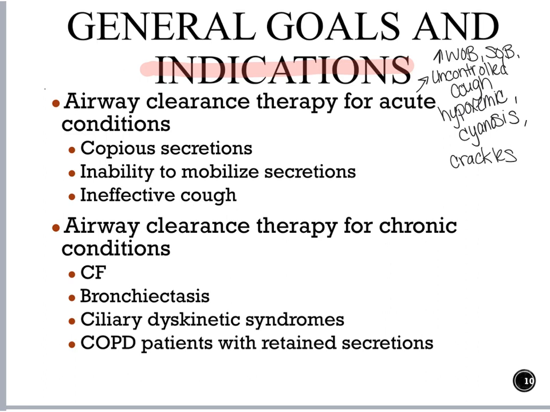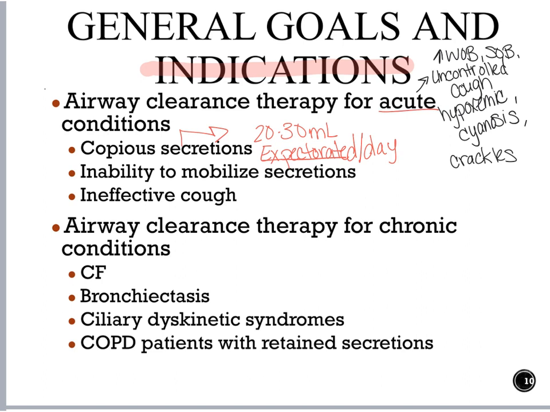Okay, so remember, this one is acute. So this is for acute patients. So copious secretions. That is defined as 20 to 30 mLs expectorated per day. The body makes 10 to 100 mLs of secretions a day, but the body reabsorbs it, so it's not expectorated up and out. So copious is 20 to 30 mLs expectorated a day.